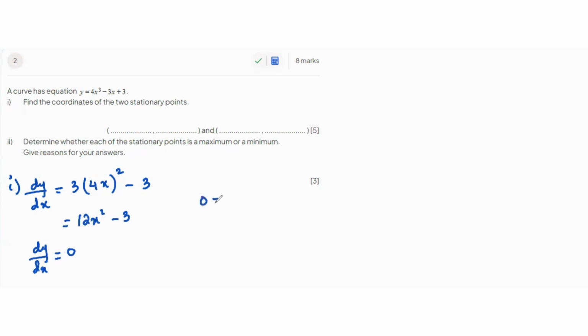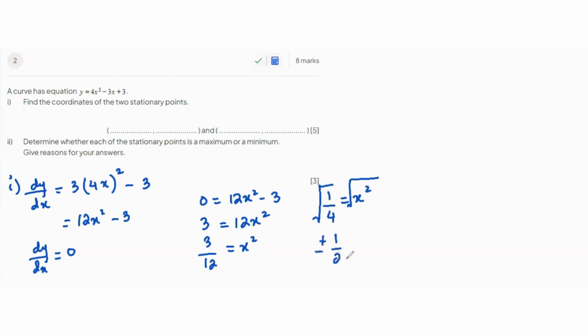So we'll do 0 equals 12x squared minus 3. Take 3 to the other side. So we have 3 equals 12x squared. 3 divided by 12 is 1 over 4. Take the square root on both sides. So plus or minus 1 over 2 is the value of x.